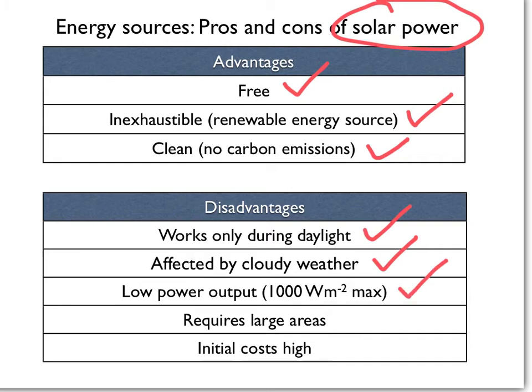Another disadvantage is the amount of power output you get for a given area of power plant is relatively small. 1,000 watts per square meter is the max. As a result of that, generating power by solar energy requires large areas, and the initial costs to start up a plant are high.